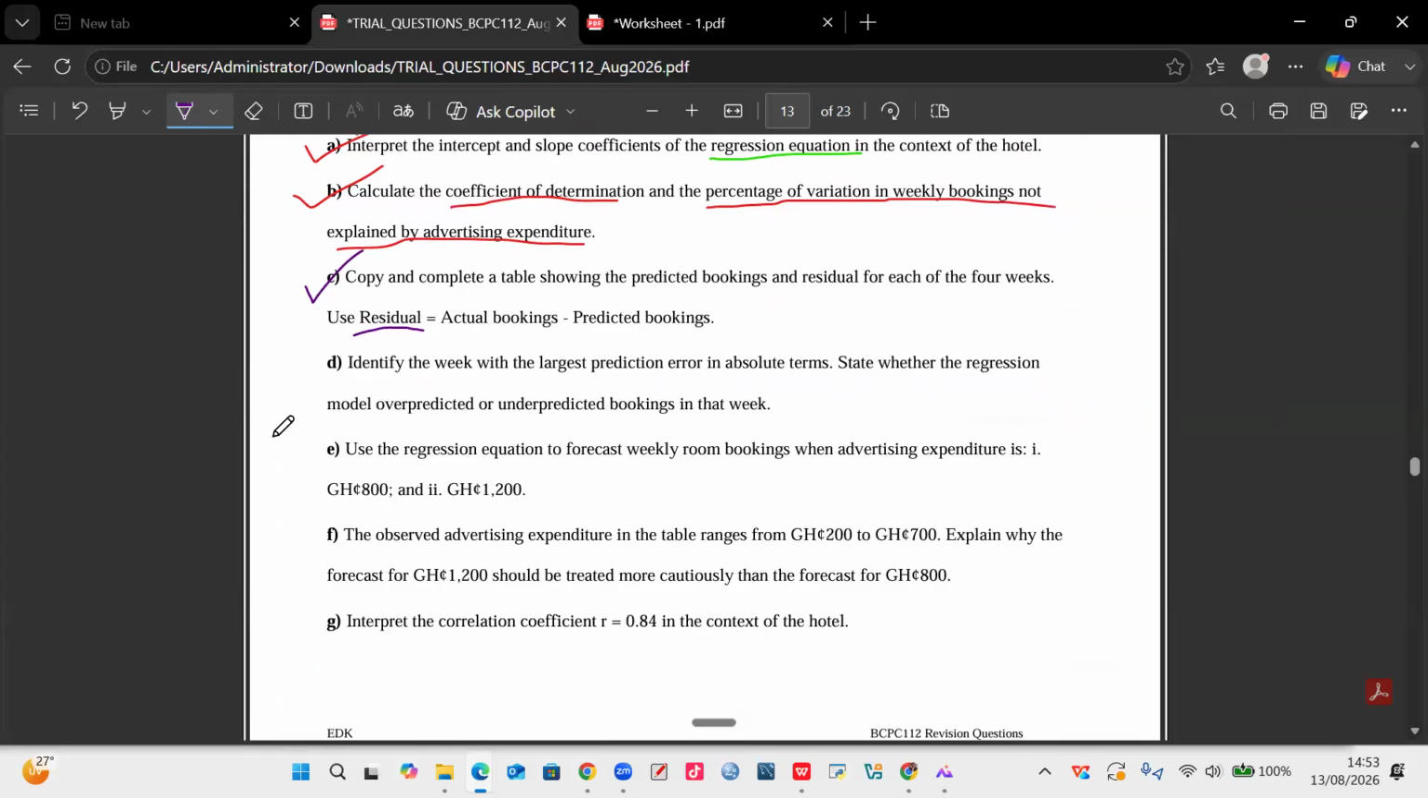Identify the week with the largest prediction error in absolute terms. State whether the regression model overpredicted or underpredicted bookings in that week. So it says identify the week with the largest prediction error in absolute terms.